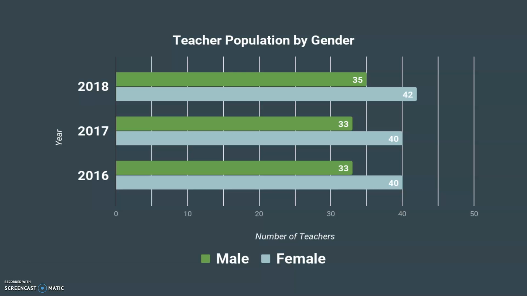Here you will see a graph of the teacher population at North Oconee High School broken down by gender. In 2018, we had 77 teachers, 42 of those teachers being females and 35 of those teachers being males. As you can see, over the last 3 years, the female teachers have outnumbered male teachers in every year.